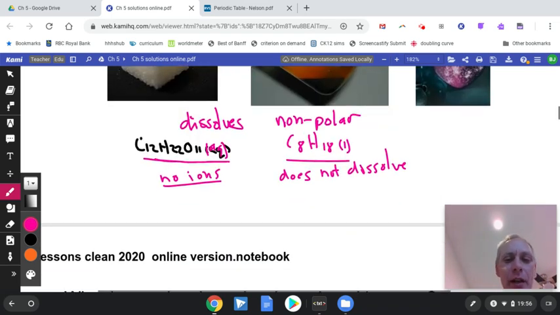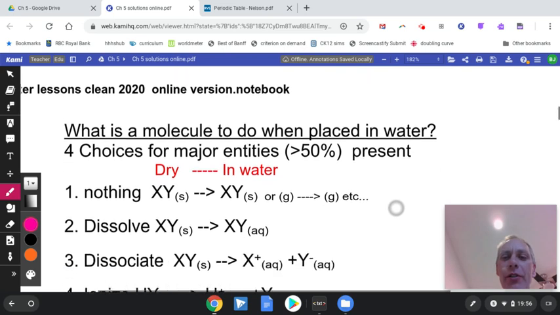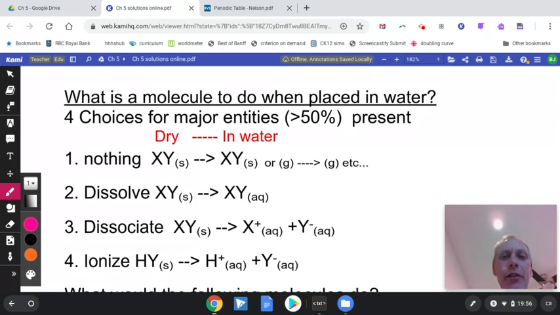Okay. So that's what you should be able to do by the end of the lesson. Now let's go through and take a look at it step by step. How do you do this stuff? What is a molecule to do when placed in water? So you have 4 choices for major entities present. In other words, what does most of it, or greater than 50% of it, look like?